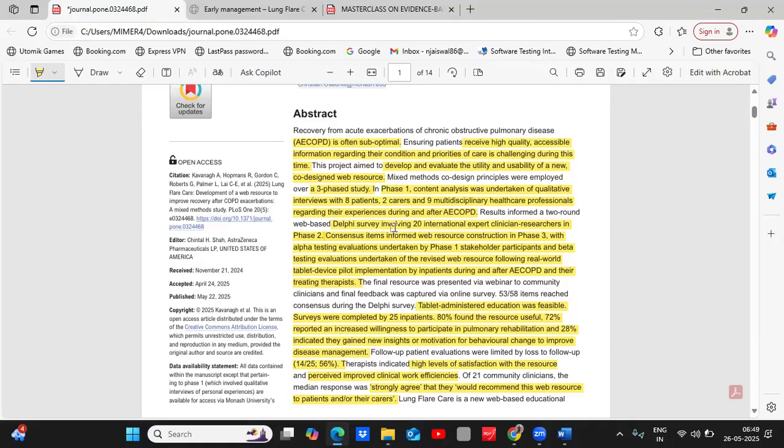So they used the Delphi survey method, and 20 international experts, clinicians and researchers participated in this phase 2 Delphi survey. Then the consensus items, the feedback received from the experts during the Delphi in phase 2, were informed to the web resource construction team. There was a separate team developing the website. The feedback was passed to those web developers in phase 3, and they developed the website. After the development, testing was done.